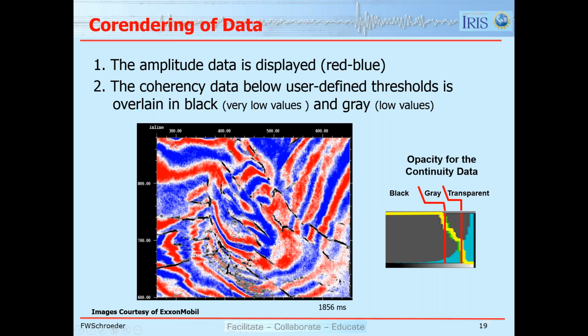So now I can interpret that there's a fault that goes through here, another fault that goes through here, another fault that goes through here. Here's some of the east-west faults. And so by combining the amplitude data and the coherency data, we have a very nice data set in which to try to identify, map, and correlate a series of faults in a particular 3D survey area.